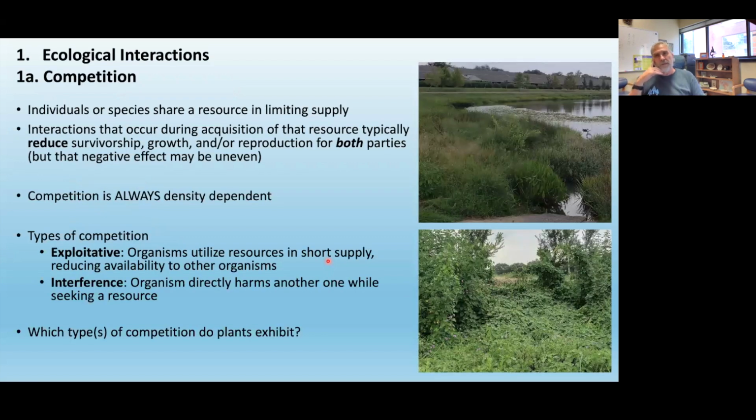So, probably the easiest one and one of the most common types is competition. Here you've got individuals within a species or different species that are trying to utilize a shared resource, but that resource is limited in terms of its supply, and therefore they're competing for their relative access to that particular resource. So this generally results in a reduction of survivorship, growth, or reproduction, and this typically occurs across both parties, although that might not be equal between those two.